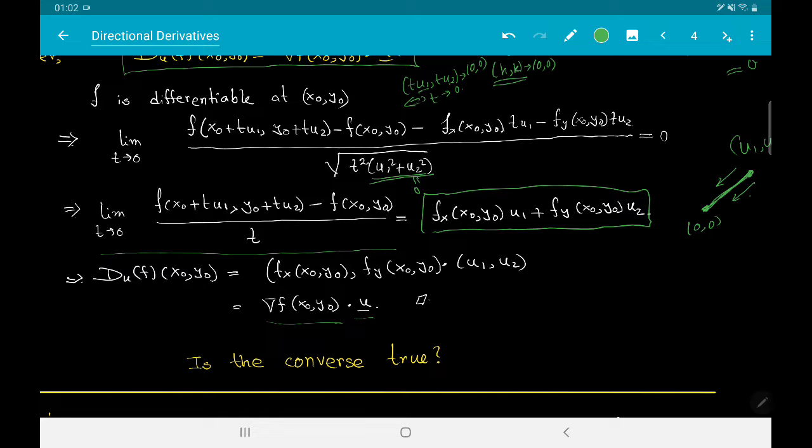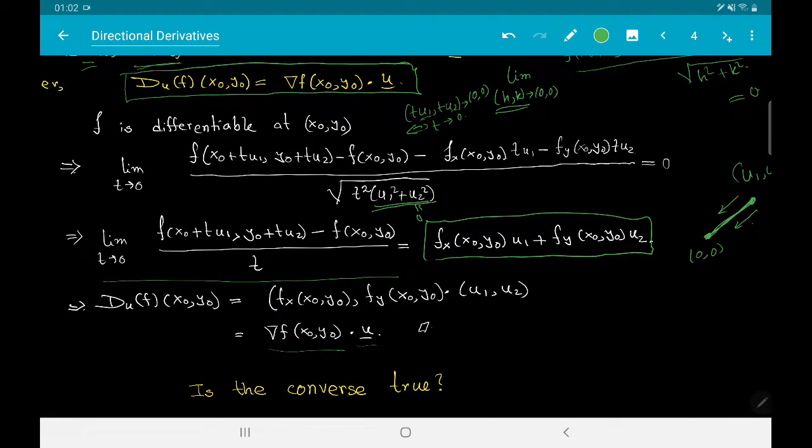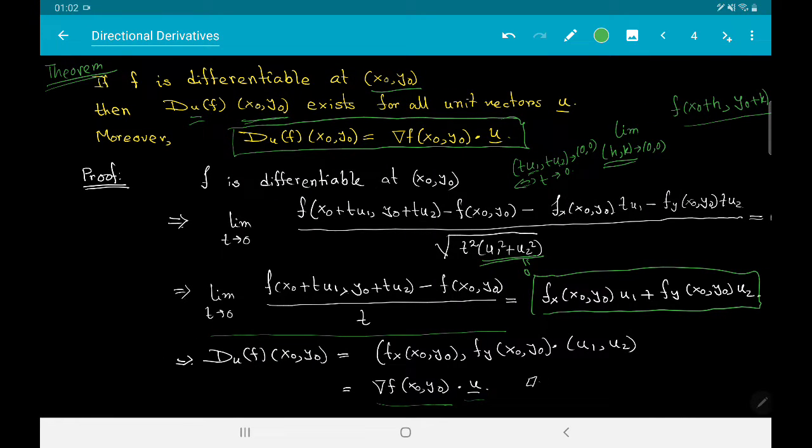Now, as always in mathematics, we come across this question, that is, is the converse true. So what is going to be the converse? So it says that if the function is differentiable, then something happens. So what is that something? That something is that the directional derivatives must exist for all unit vectors u at the point (x0, y0). And not only that, we have this equality. So what is going to be the converse?